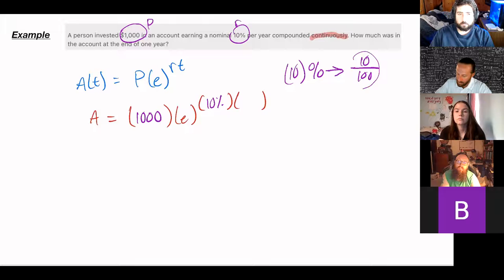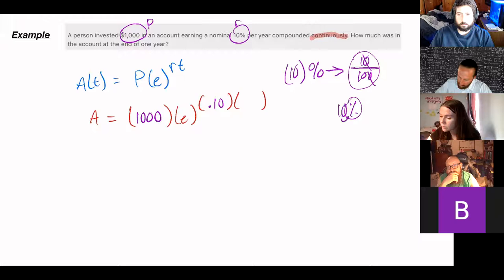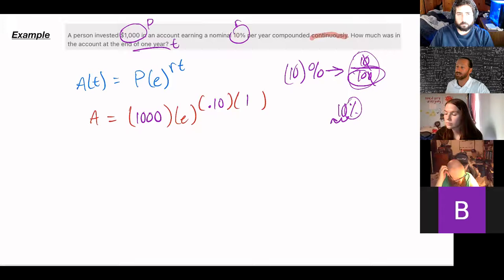Or 10 hundredths. Or if you want to divide by 10, 1/10. Like you said, 0.1. Okay, most people will just take the percent, and to get rid of it, they'll move their decimal 2 places away. But the reason is because you're dividing by 100. Okay. Then the time, they said 1 year. Doesn't get much easier than that. All you're going to have to do is locate where your e is and make sure you follow your order of operations. Okay. All good with that?